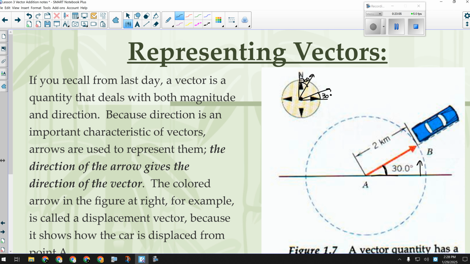Good to know. Pretty sure it's just a 30-degree difference between the two. What did I say? 60. Well, that was wrong.